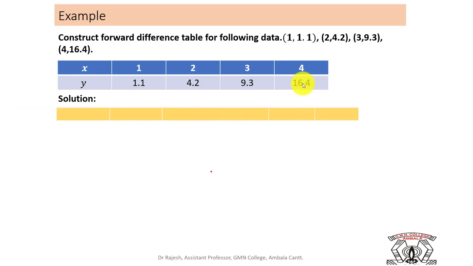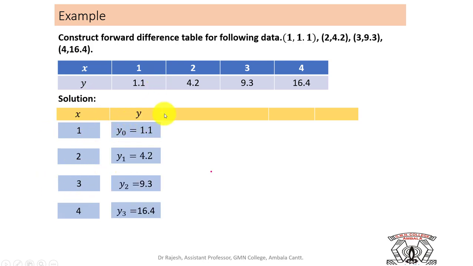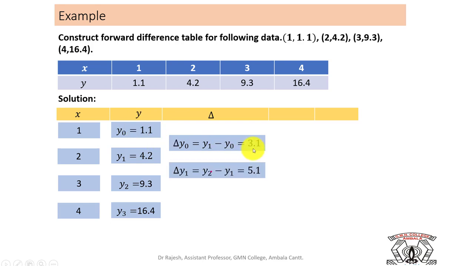Now how will you construct the table? You write the values of x and values of y in a vertical column. Then delta y0 is y1 minus y0, which is 3.1. Similarly delta y1 is y2 minus y1, which is 9.3 minus 4.2, equal to 5.1. Next is delta y2, y3 minus y2, 16.4 minus 9.3, which is 7.1.